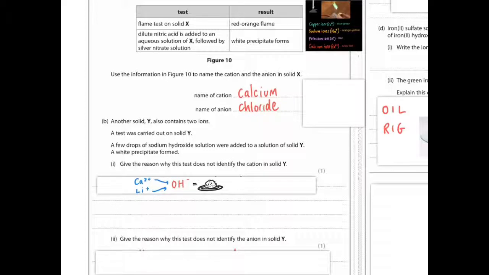Another solid, Y, also contains two ions. A test was carried out on Y. A few drops of sodium hydroxide solution were added to a solution of solid Y. A white precipitate formed. Give the reason why this test does not identify the cation in solid Y.